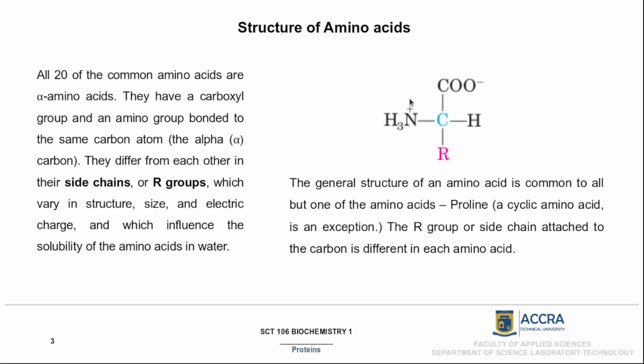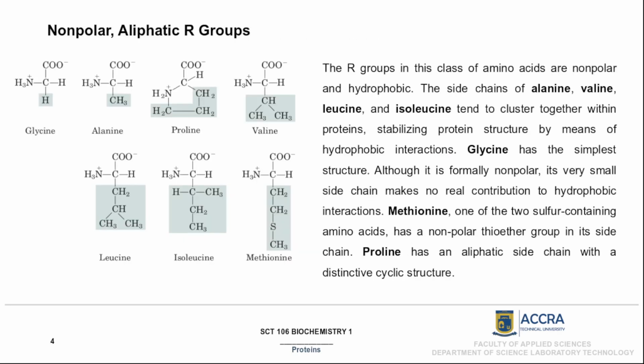Now, these amino acids differ from each other in their side chains or R groups, which is shown here in red. The R groups or the side chains are the part of the amino acids which differentiate these amino acids. And these R groups vary in structure, size, and electric charge, and they influence the solubility of amino acids in water. As we go on, we'll see the different side chains that are found in different amino acids.